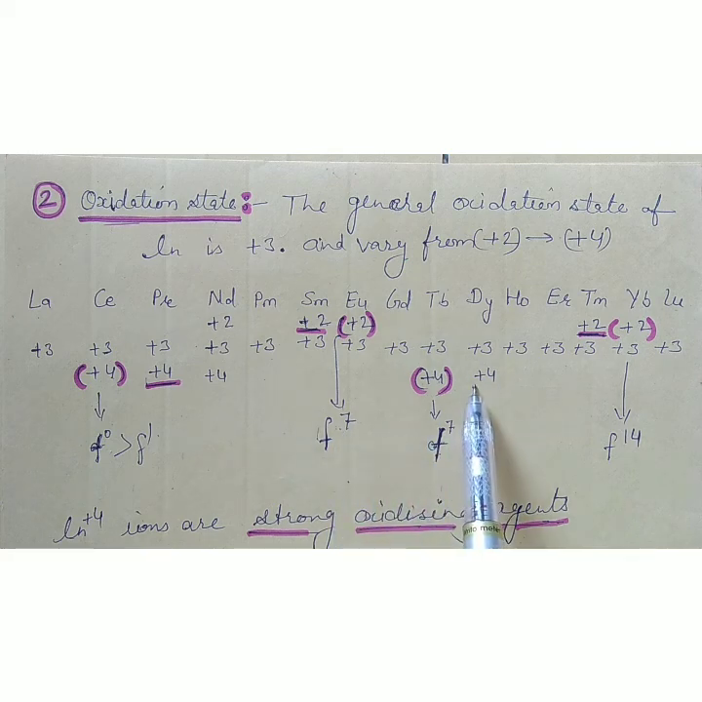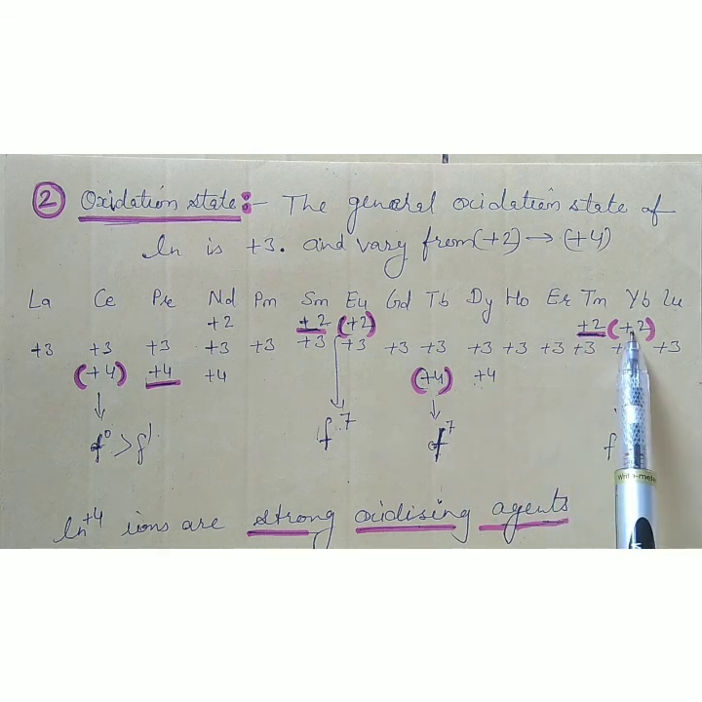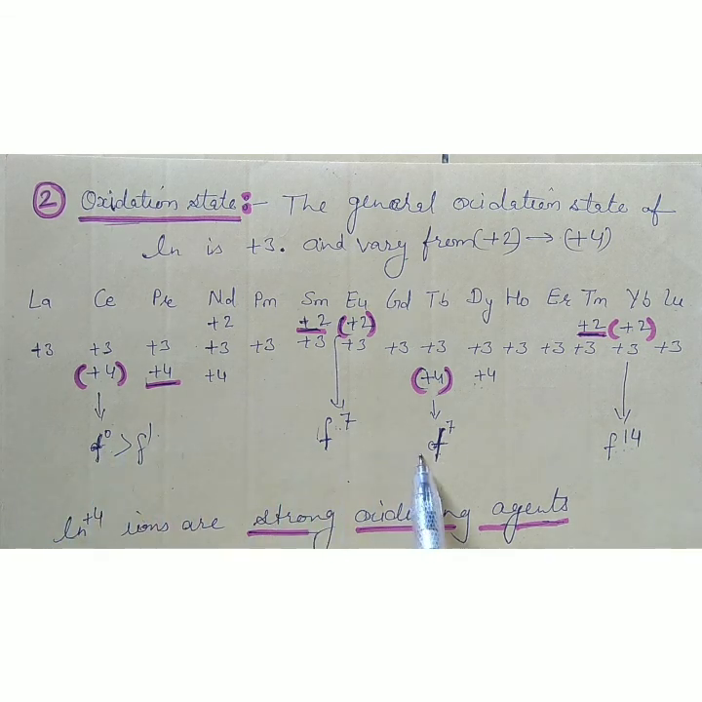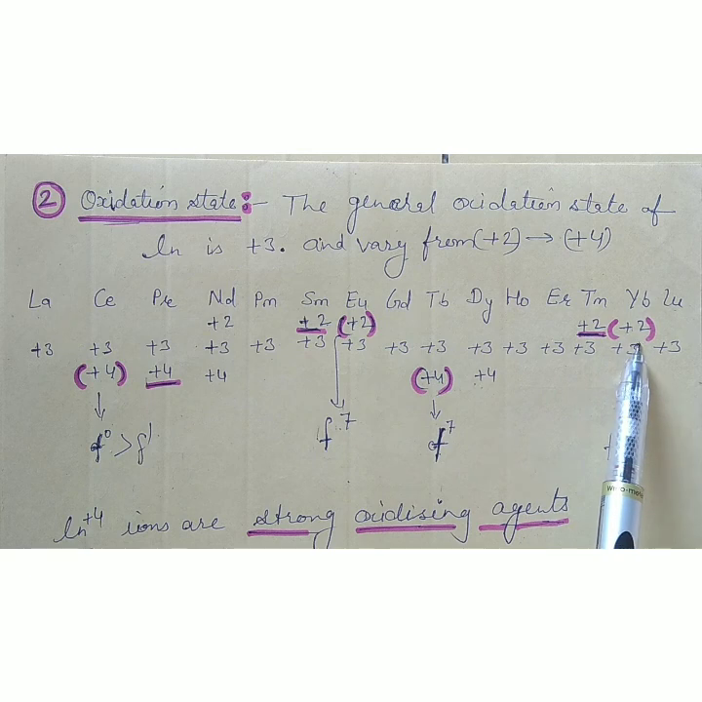Okay, dysprosium shows +4 with oxygen but it is not very stable. Tm and Yb also show +4 and +2 oxidation states. Yb +2 is exceptionally stable because of f14 electronic configuration. So as we have seen, f0, f7 and f14 electronic configurations are more stable. So Ce and Tb are stable in the +4 oxidation state, while Eu and Yb are stable in the +2 oxidation state.